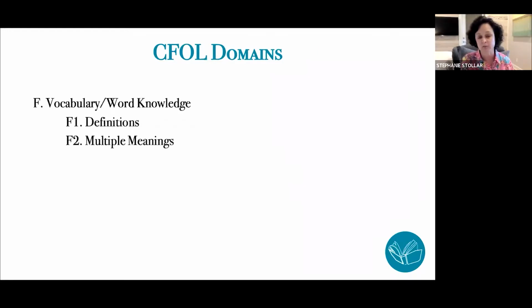There's also a multiple meanings task, which gets more at the breadth of word knowledge. The assessor says a word and the student has to give two meanings of the word. So an example would be a word like rose, and you'd be looking for the student to say a rose is a flower and rose means you stood up, right? So giving two meanings of a word.